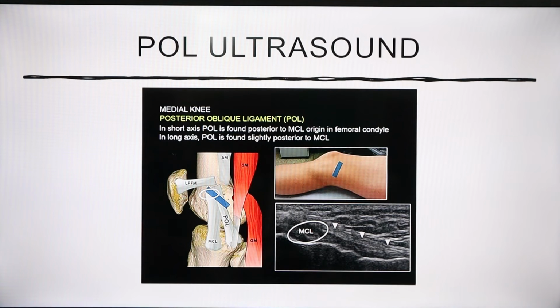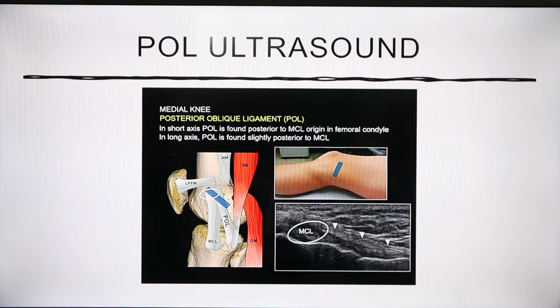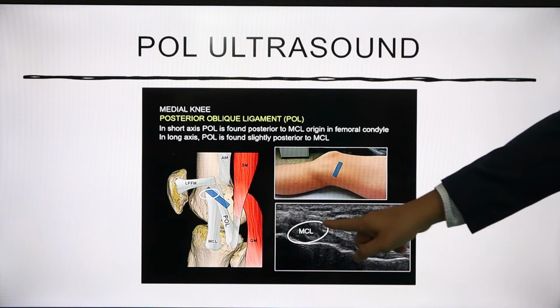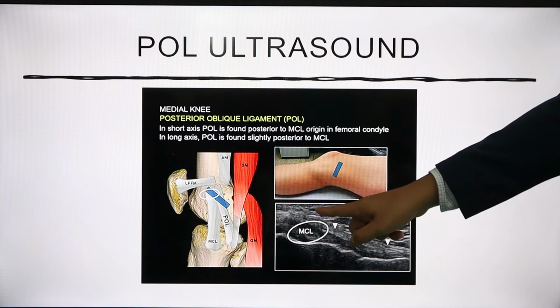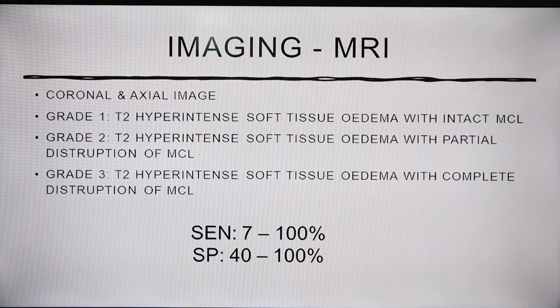POL ultrasound is not commonly described in the literature, but some sport surgeons describe it by tracing the MCL to the proximal insertion and then rotating the probe a bit obliquely, like this. Then you can see there is one ligament here, which is actually your POL, and this is your MCL. But it's not commonly described, so maybe we can practice it in the clinic if we have time, to look at the MCL.